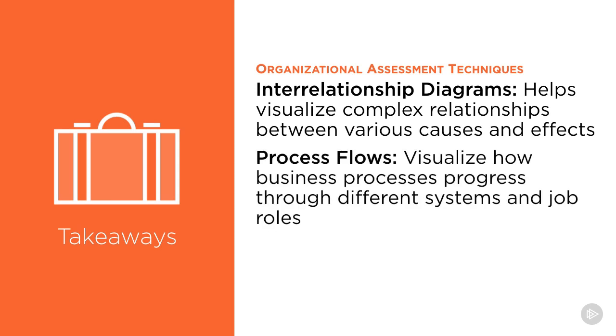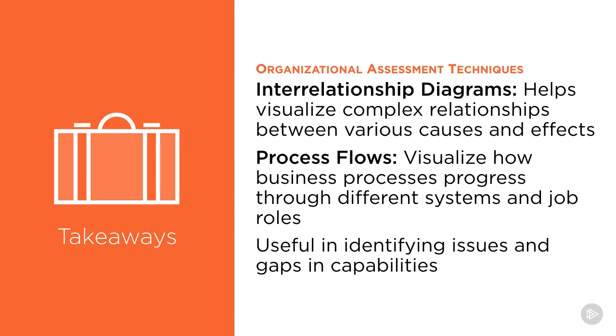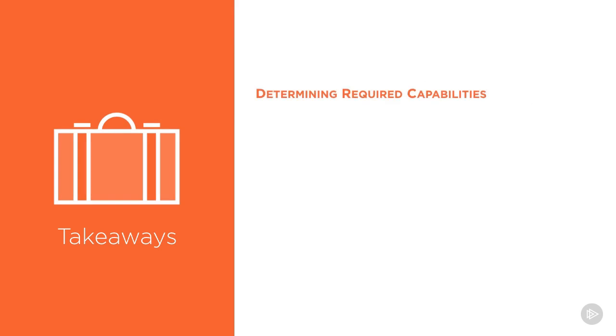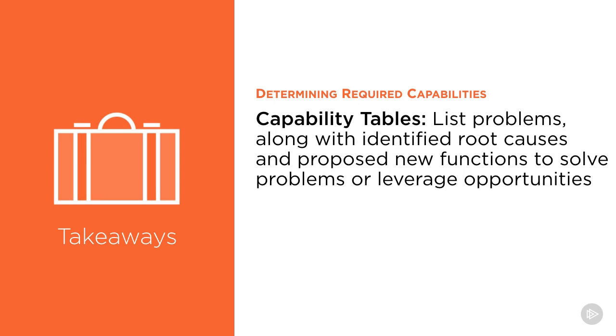Process flows help us to visualize how business processes progress through different systems and job roles. In other words, they're a visualization of how our work gets done and who might be affected by or affect that work along the way. These are useful in identifying issues and gaps in our capabilities, which comes in handy when we begin to determine what our required capabilities to meet objectives might be. Here we can use capability tables, which list problems along with identified root causes and propose new functions that would help to solve these problems or leverage these opportunities.